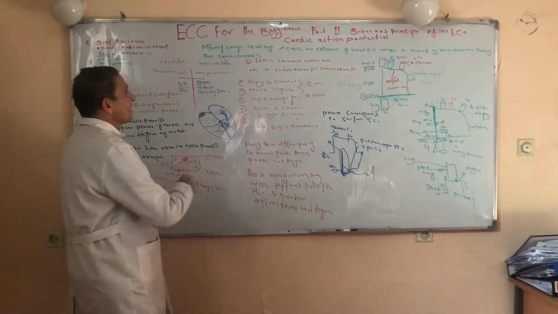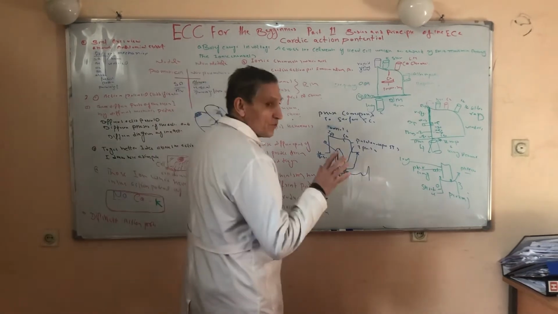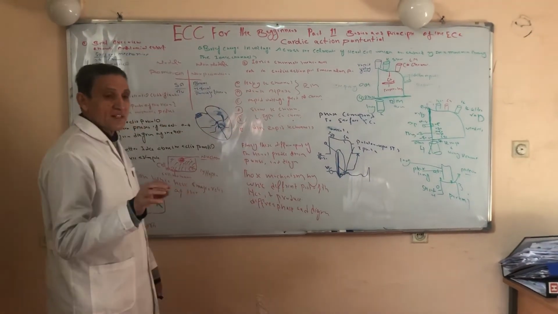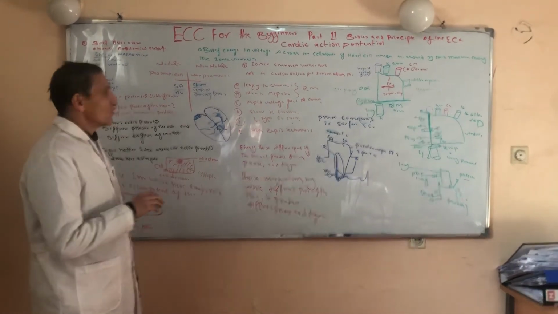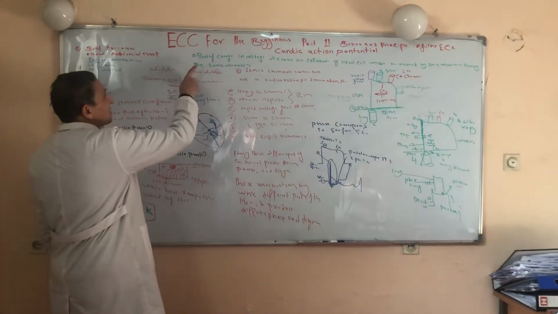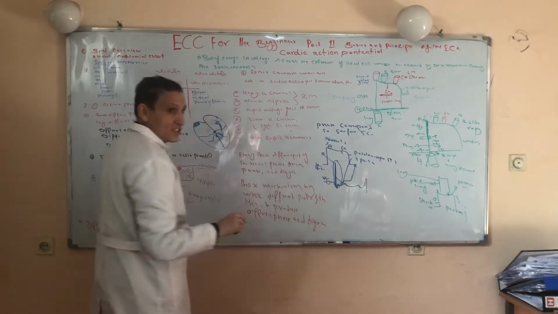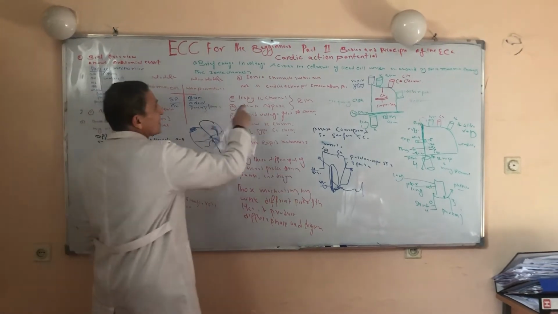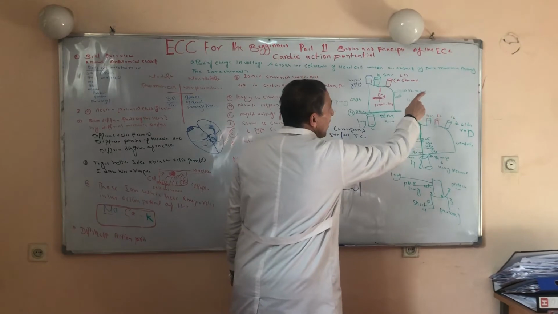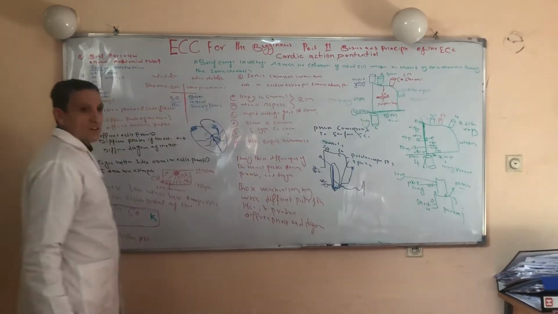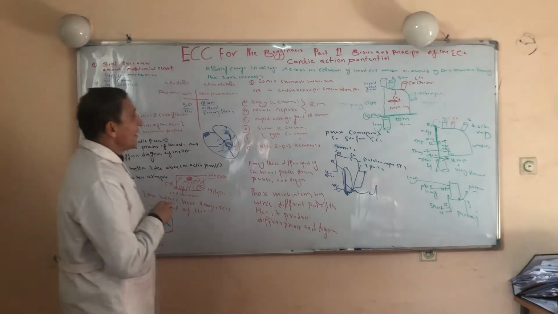definition for the action potential: a brief change in voltage across the cell membrane of the heart cells, which is caused by ionic movement through those channels which are embedded in the cell membrane. So that's a comprehensive definition. A brief change in voltage, this is a condition. A brief change in voltage across the cell membrane of heart cells, which is caused by ionic movement through these ionic channels. This is a comprehensive definition for the action potential.